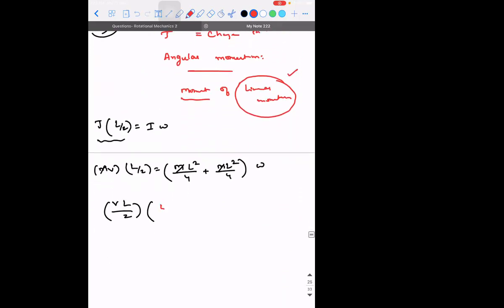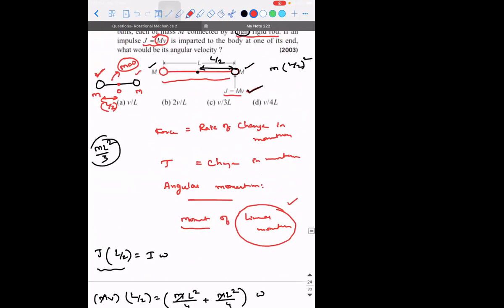So V into L by 2 is equal to L square by 2 into omega. L and L will get cancelled, 2 and 2 will get cancelled. Omega will be equal to V divided by L. Is there an option like that? First one.